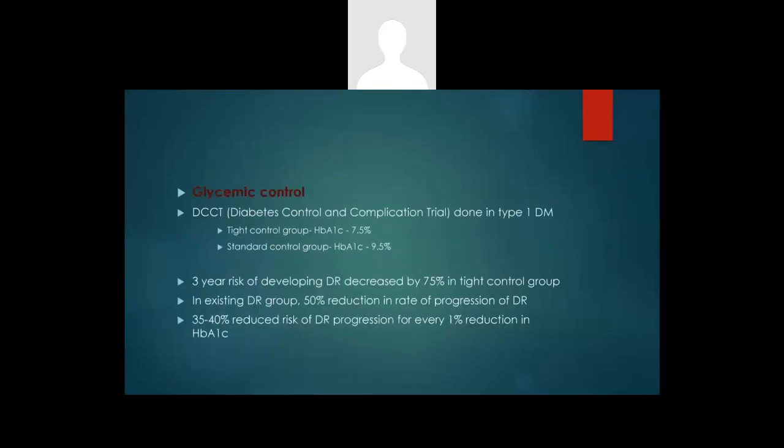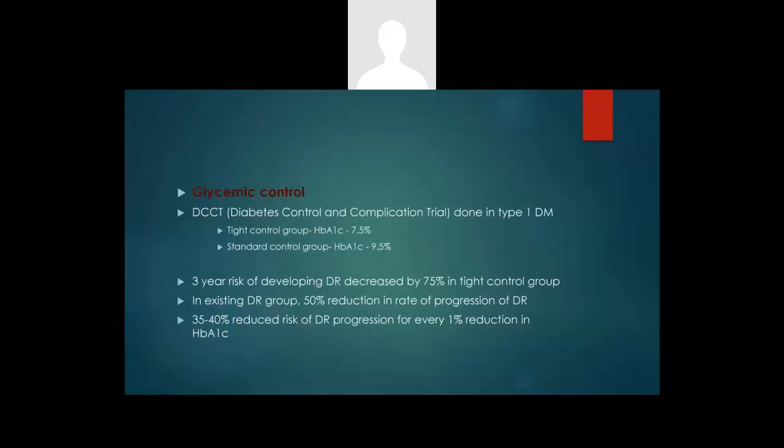The second most important risk factor is glycemic control. The Diabetes Control and Complications Trial was done mainly in type 1 diabetes mellitus. In that study, the groups were divided: the study group was the tight control group, in which the patients had good glycemic control with HbA1c less than 7.5%, and the standard control group had HbA1c more than 9.5%.